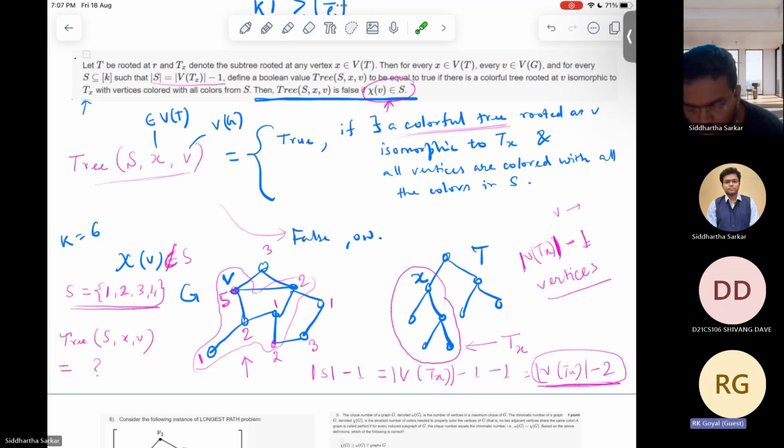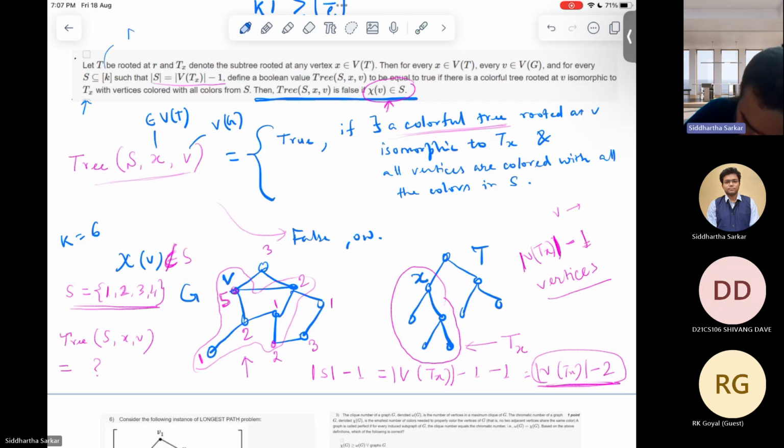Okay, so how many colors are available to paint? K colors are available. Okay, K is some number. Let us say here K is 6, but S is a subset of K. Fine. So S is a subset of 1, 2, 3, 4, 5, 6, 7 up to K. So this notation means the set 1, 2, 3 up to K, all the first K natural numbers, denoted by K within square brackets.